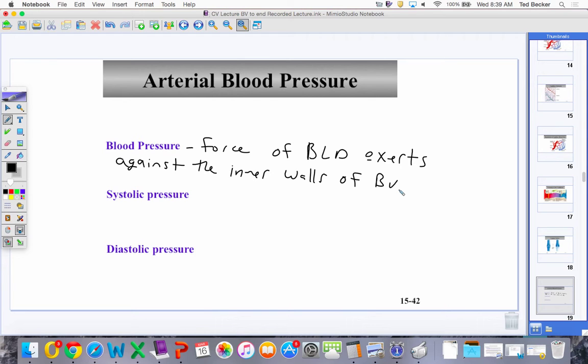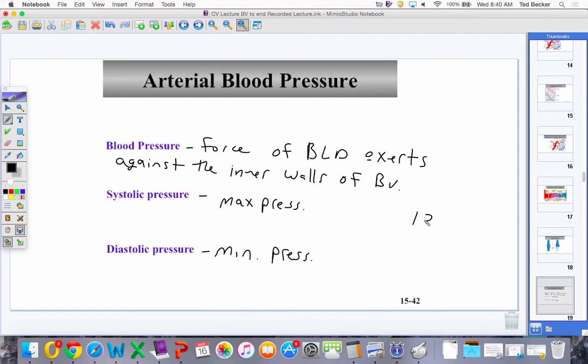Blood pressure is highest when the ventricles are contracting, and it falls when the ventricles relax. So systolic pressure is the maximum pressure, and this is when the ventricles have fully contracted. And the diastolic is when the ventricles are relaxed and not pushing blood out.